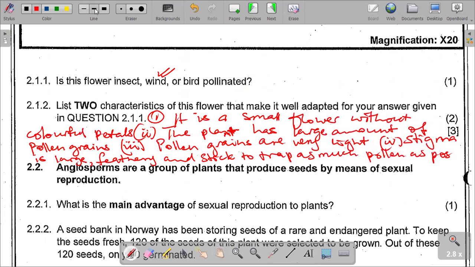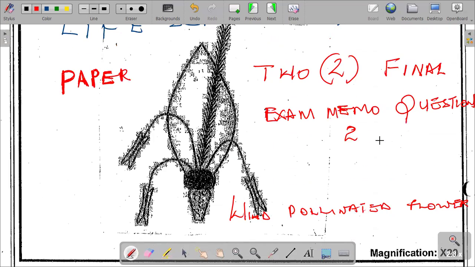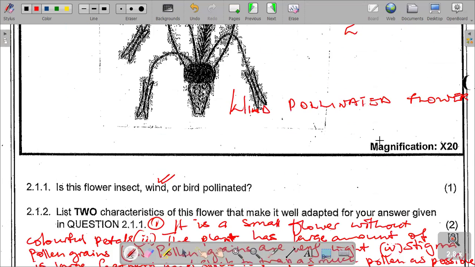So these are characteristics that indicate it's a wind pollinated flower. We can as well talk about the anthers being attached to the filament in such a way that they are easily movable with wind. The anthers are attached to the filament such that they can be easily moved by wind. I think we can also see that on the diagram above.